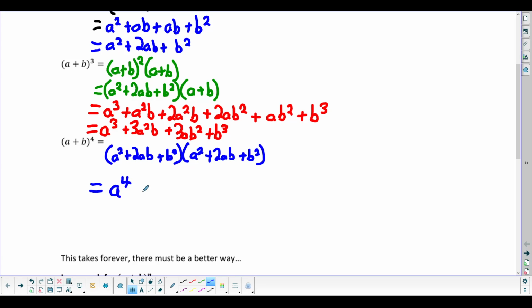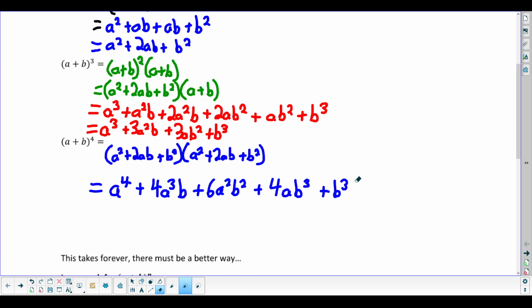A to the power of 4 plus 4a cubed b plus 6a squared b squared plus 4ab cubed plus b to the power of 4. Sorry, not cubed, to the power of 4. B to the power of 4 for the last term.